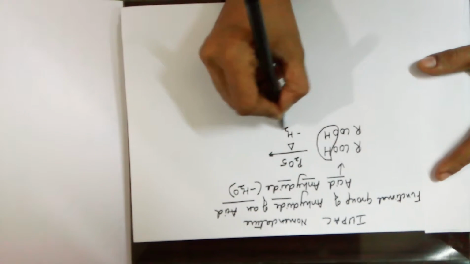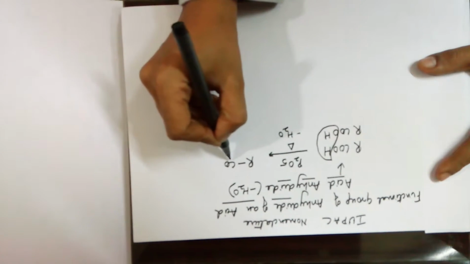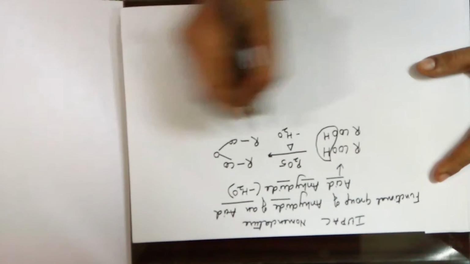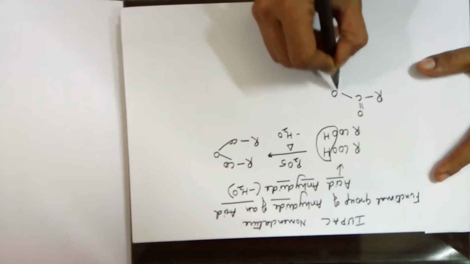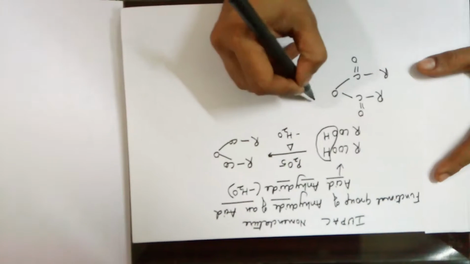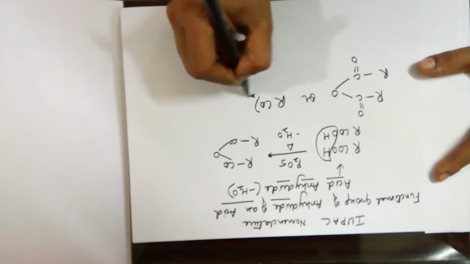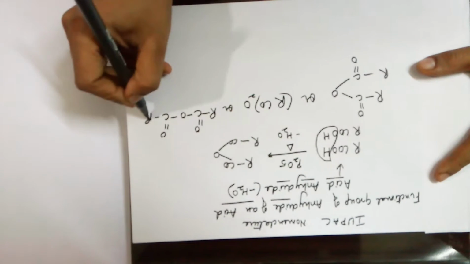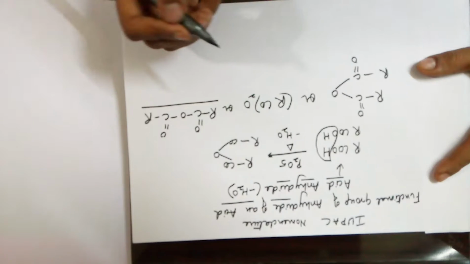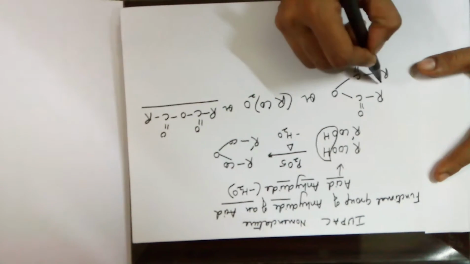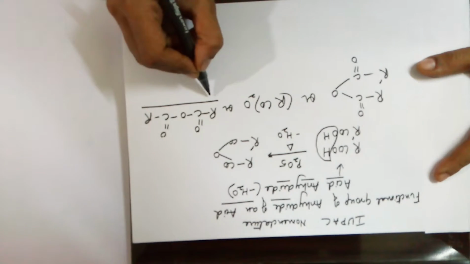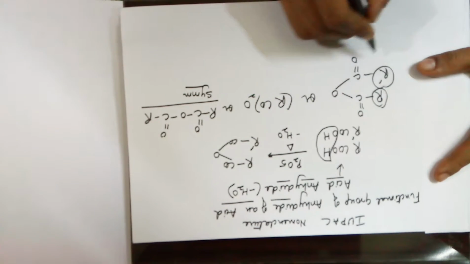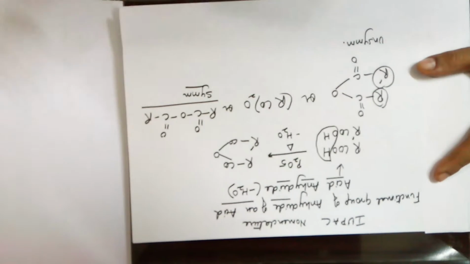The loss of water leads to the formation of RCOOCOR. The structure to be explained is RCOCOR. The other way of writing the same compound is, or else also, this, where both the R's can be same. You can even use different R groups. In this case, since both the R's are same, we call it a symmetrical anhydride. Whereas, in this case, since the two R groups are different, it is an unsymmetrical anhydride.